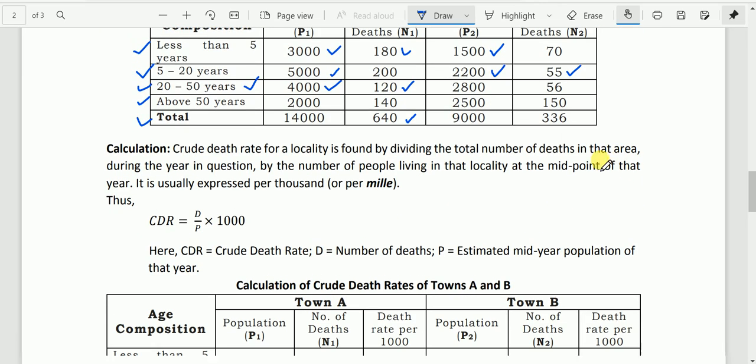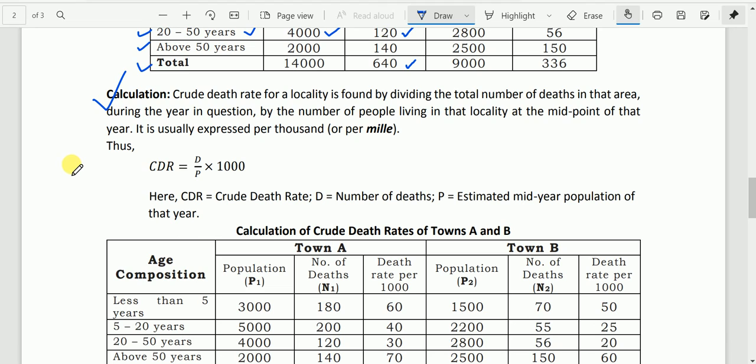So this is the question, and here we have the calculation. The crude death rate for a locality is found by dividing the total number of deaths in that area during the year in question by the number of people living in that locality at the midpoint of that year. We have also learned about the formula in the population theory classes. See here, this is the formula.